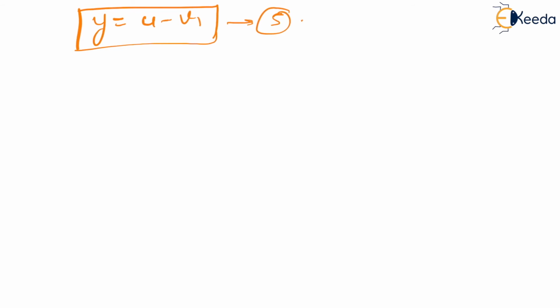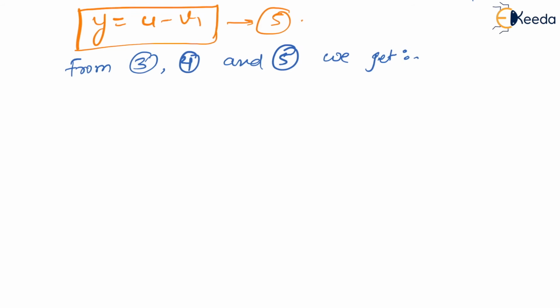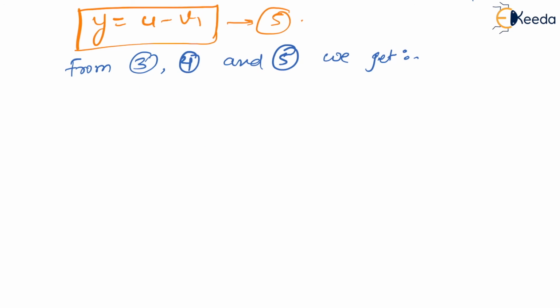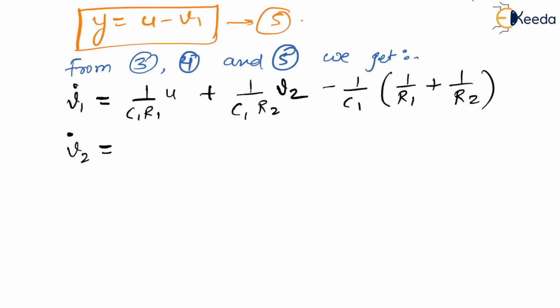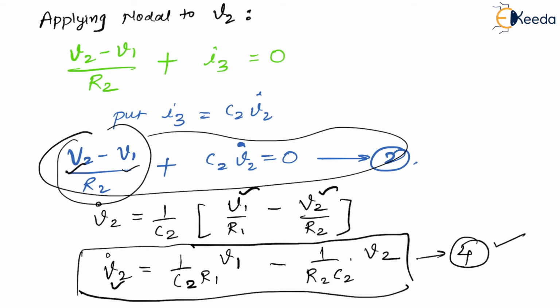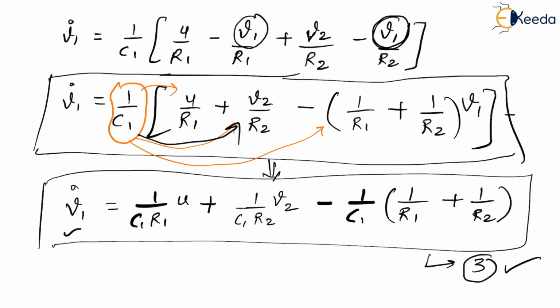Now if I observe from 3, let me take these equations. If I think of equation 3, what is that equation? V1 dot is equal to... Also if you think of equation 4, which is for V2 dot, V2 dot is 1 by C2 R1 V1.